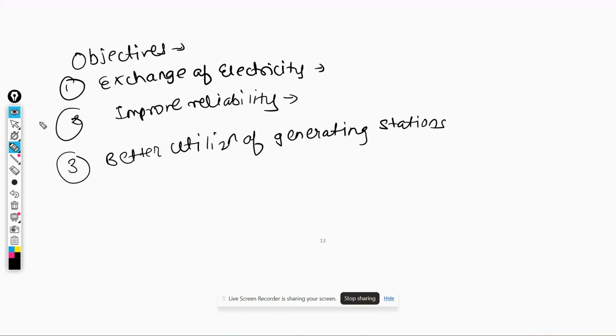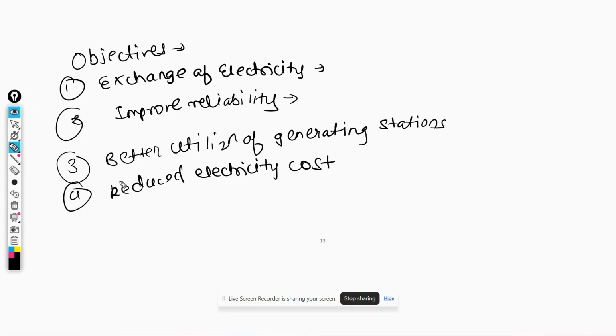Then the fourth objective, reduce electricity cost. Instead of constructing additional power plants in every state, states can share existing generation. So this reduces the overall cost of electricity generation.